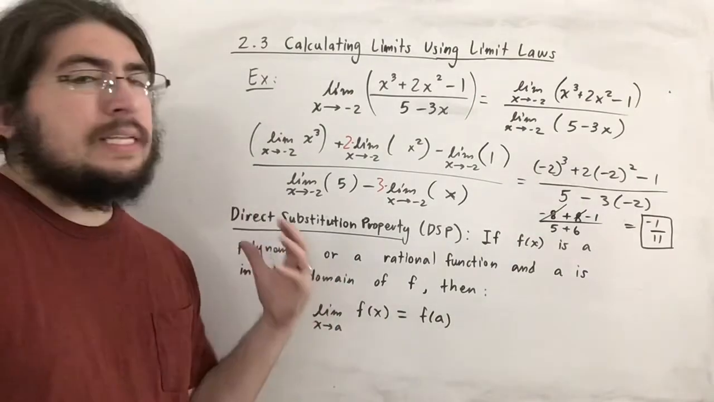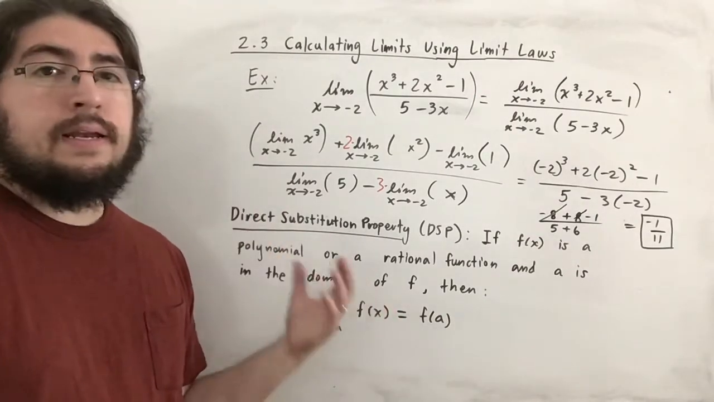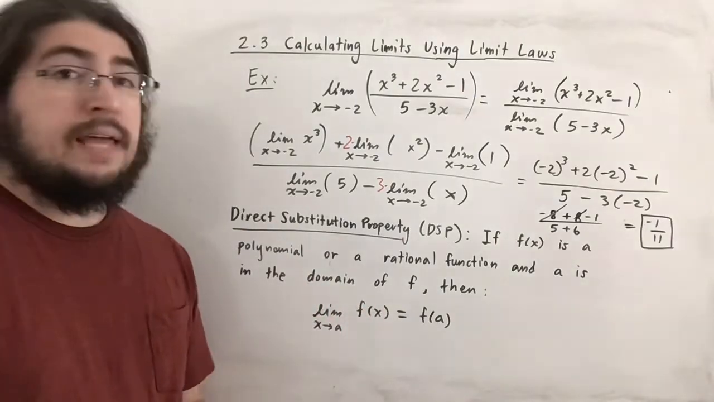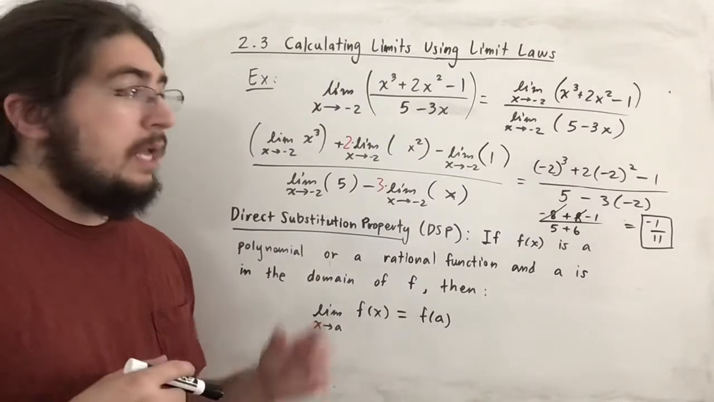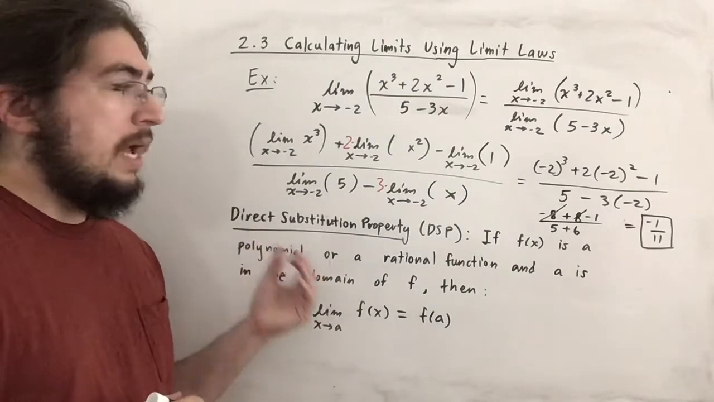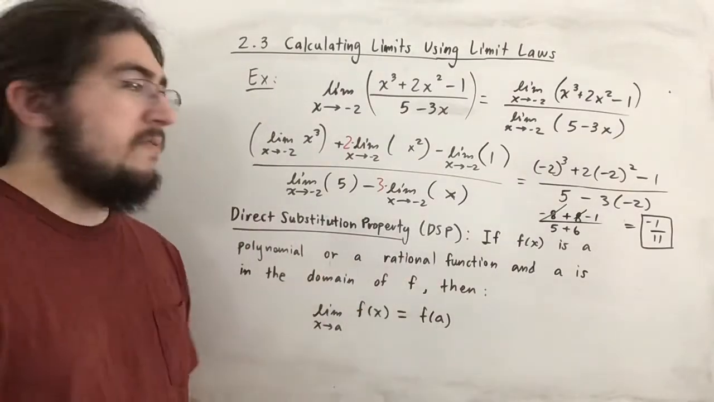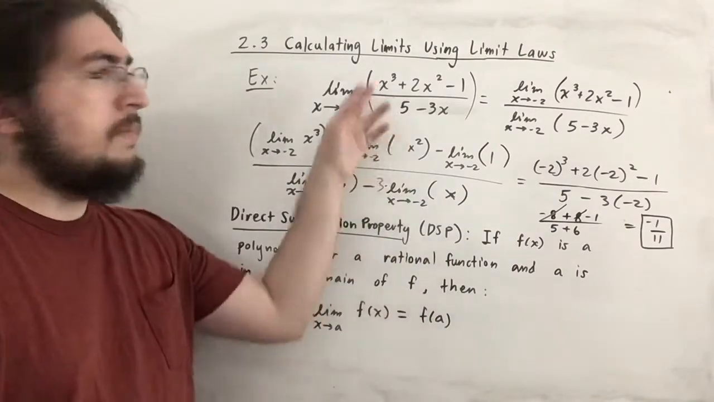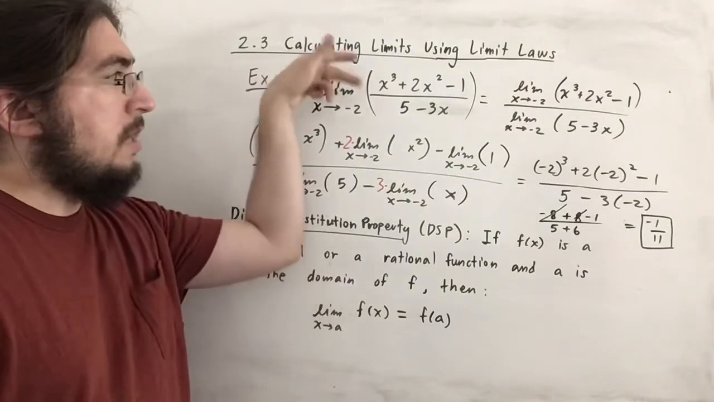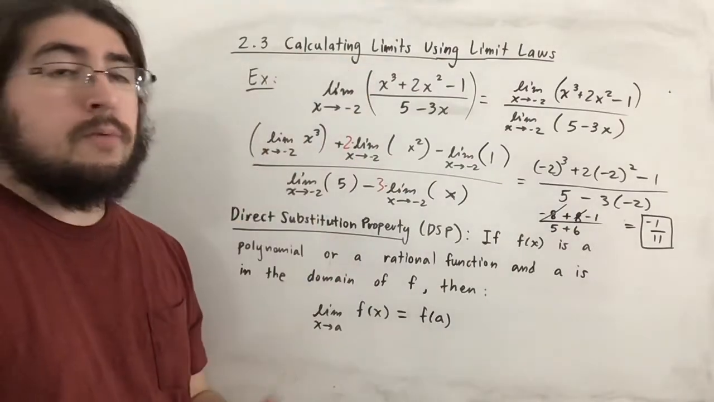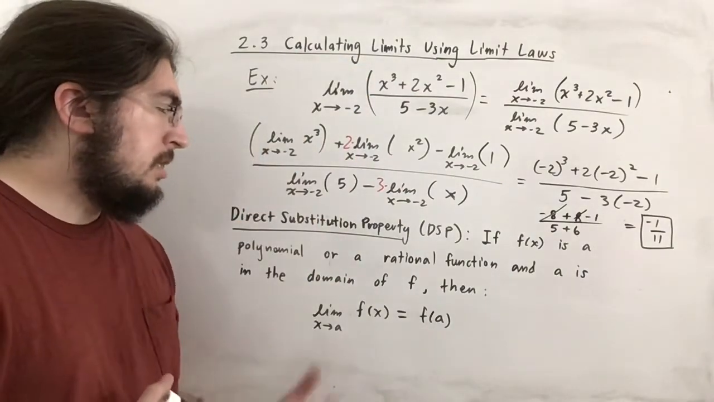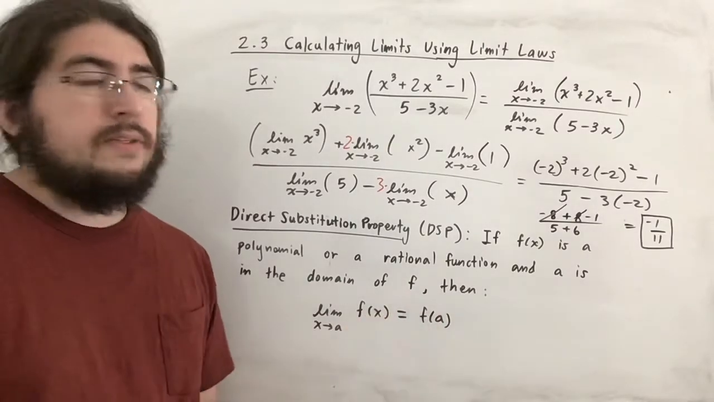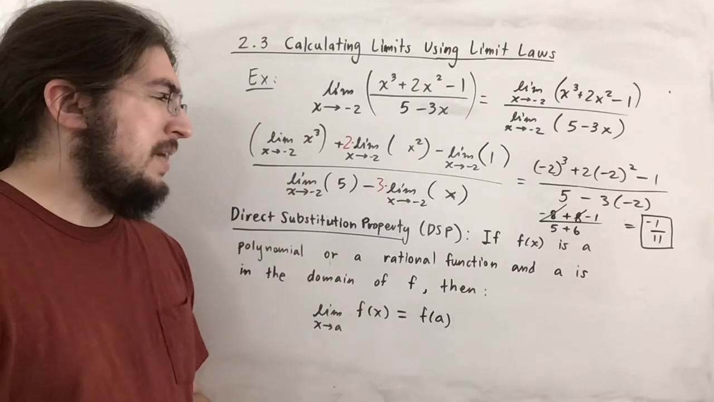So this basically says that if you can plug it in, the limit, the thing we're approaching, that's your answer. Now, really it only says it works if you have a polynomial, so a sum of powers of x, or a rational function. A rational function, by the way, is something like this, where it is a quotient of polynomials.